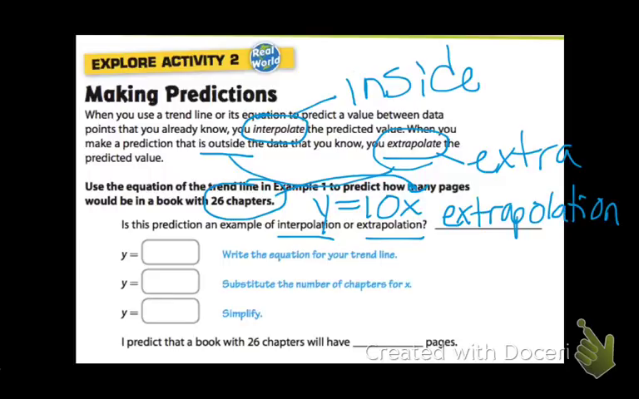So in order to find my answer, I actually need to do 10 times 26. So 10 times 26 is 260. So I predict that a book with 26 chapters will have 260 pages.